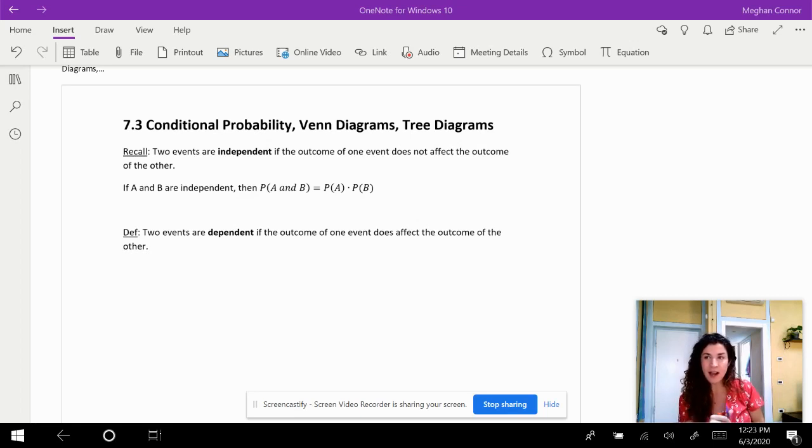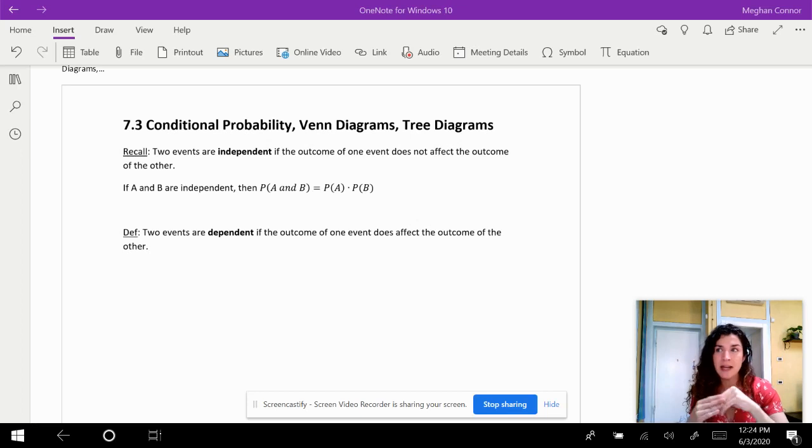So this lesson talks about getting a little bit further into probability, a little bit more complicated processes. We're going to talk about different ways that we can incorporate strategies in order to make these processes a little bit more easily understood and accessible.